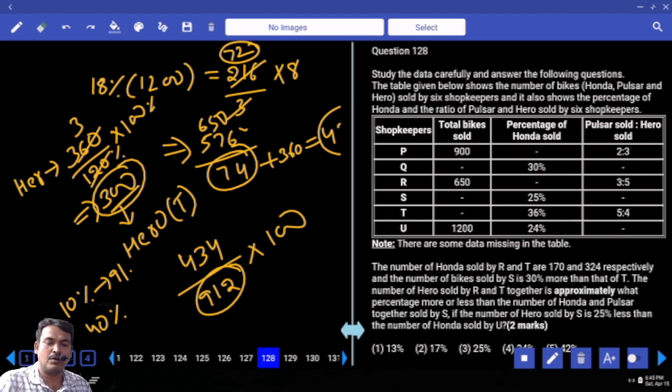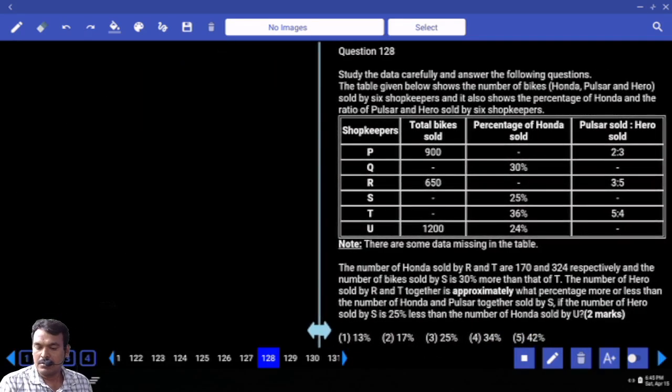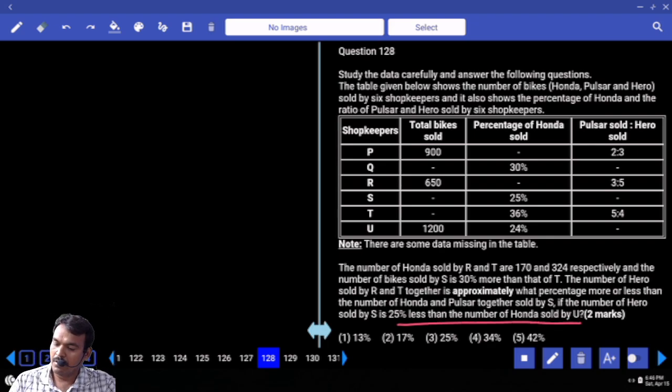Next question number 128. The number of Honda sold by R and T is 170 and 324 respectively, and the number of bikes sold by S is 30% more than that of which one? T. And the number of Hero sold by R and T together is approximately what percentage more or less than the number of Honda and Pulsar together sold by S? If the number of Hero sold by S is 25% less than which one? Honda sold by U.